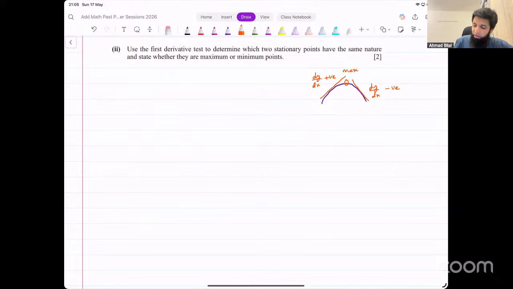For a minimum point, it will be the other way around. For a minimum point, we would have a negative derivative on the left side. This would be negative. And on the right side of the turning point, it will be positive. So all we have to do is figure out the value of the first derivative on the left side and on the right side. Okay. Now, how do we do that?